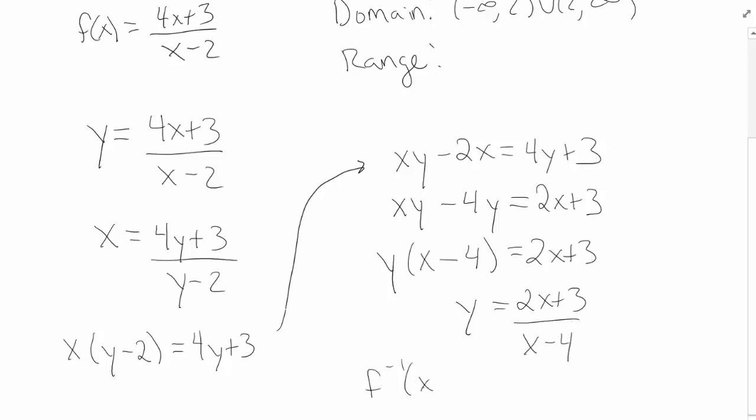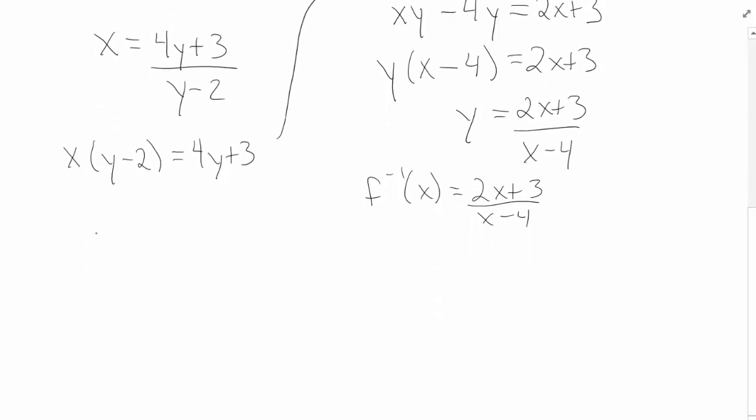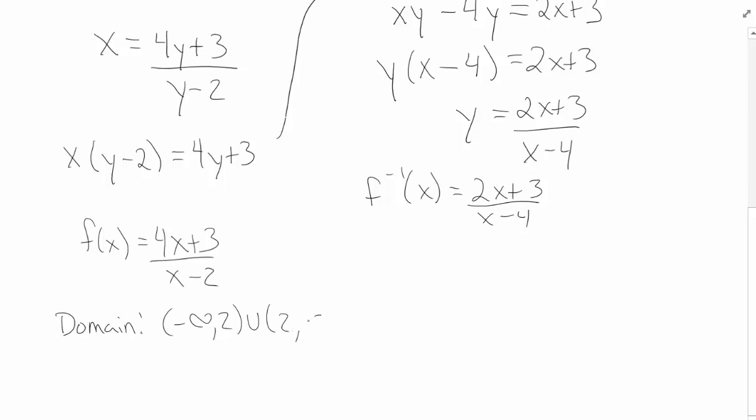f inverse of x is equal to 2x plus 3 over x minus 4. So let me write on the same screen what they were. So my original f of x was 4x plus 3 over x minus 2. And we had figured out that its domain was negative infinity to 2, union 2 off to infinity. And we wanted to know what its range was. And we had mentioned that, well, whatever the domain is over here, that'll be the range of the original.